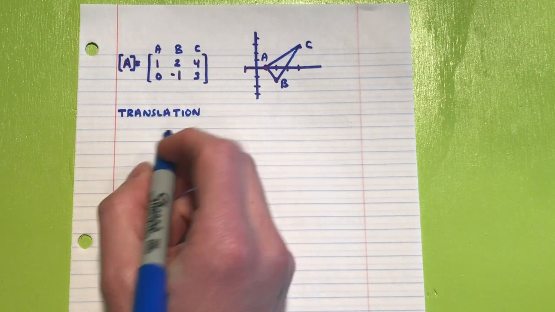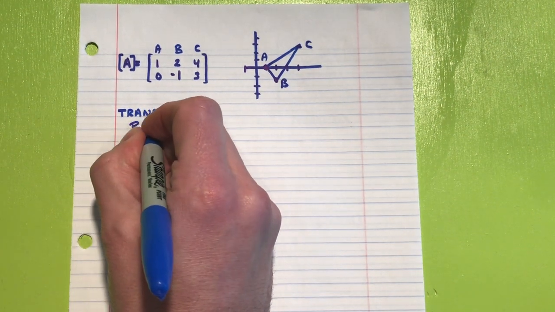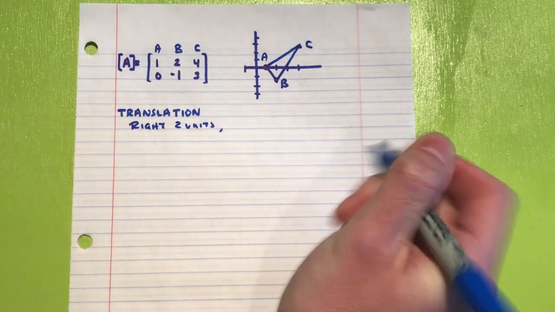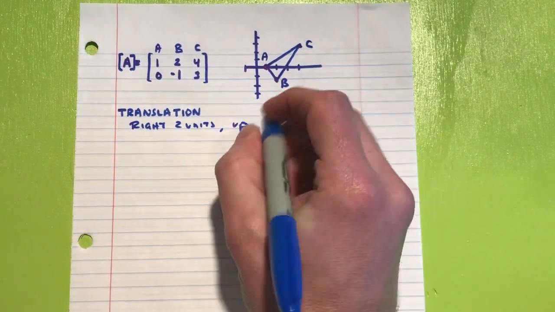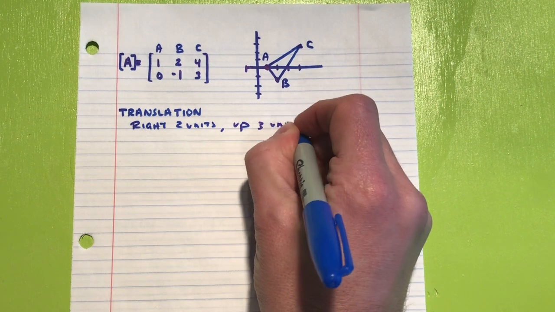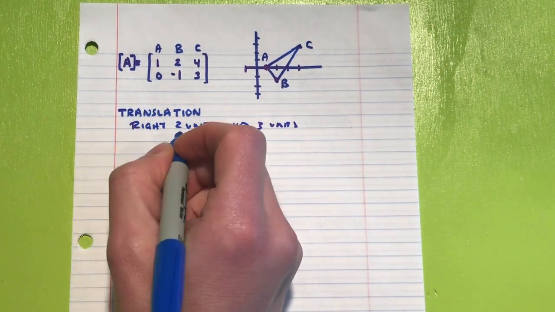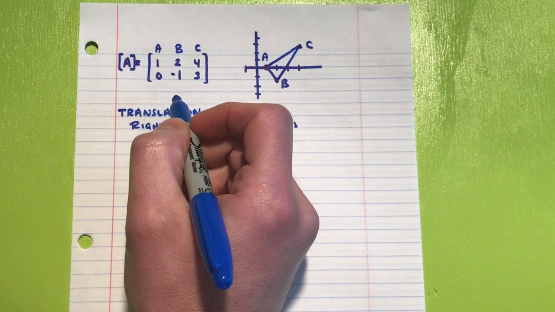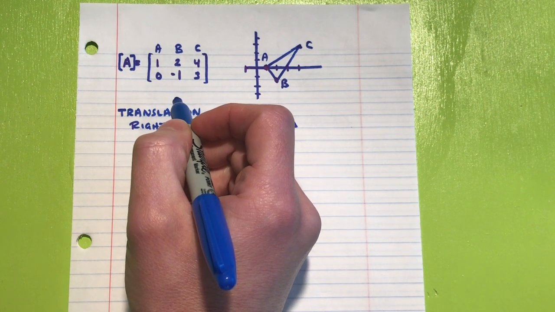Let's say we're going to translate this matrix right 2 units and then up 3 units. We would be adding the translation matrix. Now, because we have a 2 by 3, our addition or subtraction needs to be adding a 2 by 3 matrix.